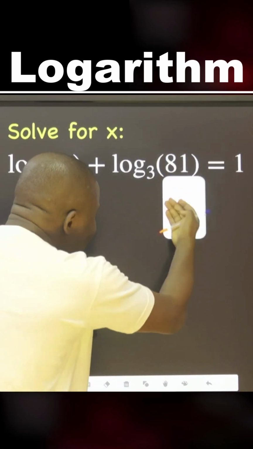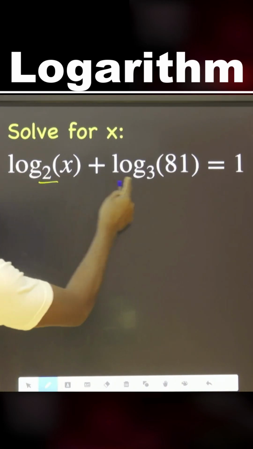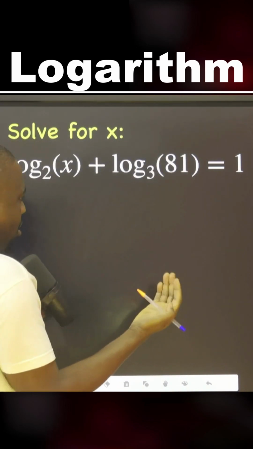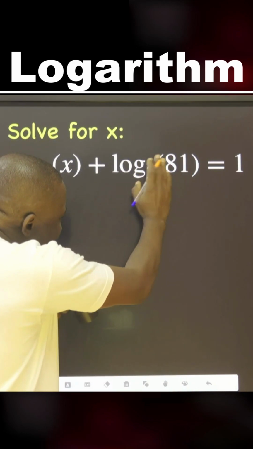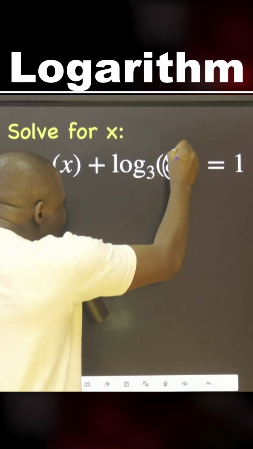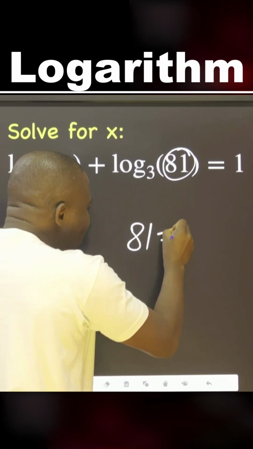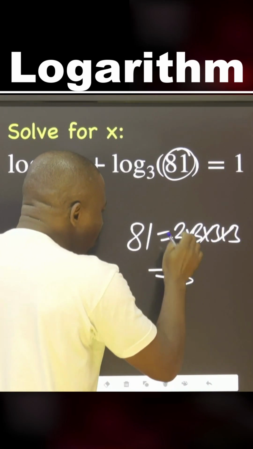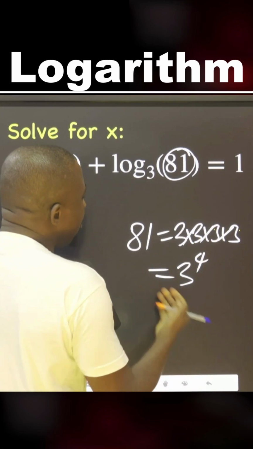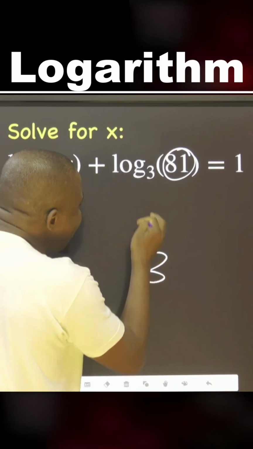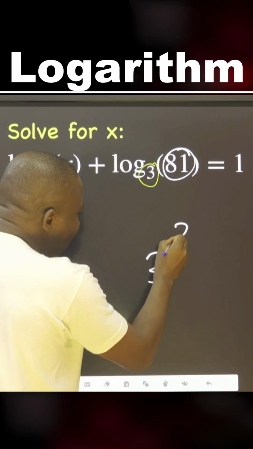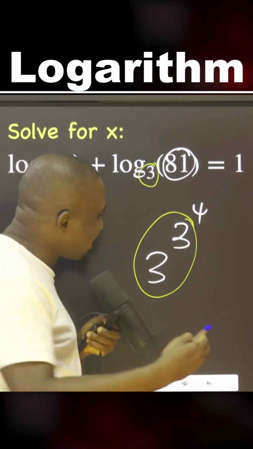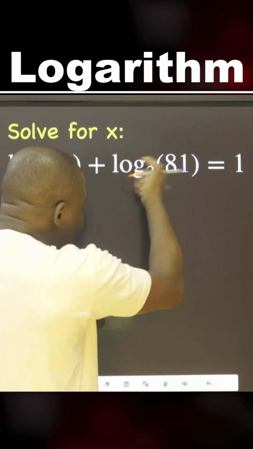Why am I targeting this guy? Because I've already seen that this base and this base are not the same. Okay? Therefore, here is my easiest part, because 81 simply means 3 multiplied by 3 multiplied by 3 multiplied by 3, which is 3 raised to power 4. And I know that 3 to the power 4 will give us, remember, 1. That's why I said this is my weakest part.